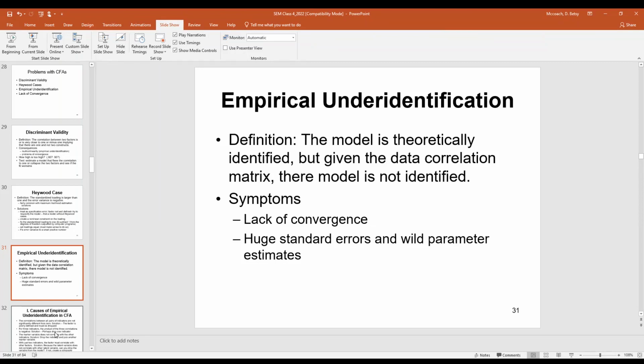How will you know that's going on? Well, often those models won't converge, so they just run forever. Or the other thing you'll see when you've got a problem with empirical under-identification is enormous standard errors and really wild parameter estimates. You run your model, look at your output, and you'll see a standard error of something huge, like 30 or 30,000. Or you'll see parameter estimates that just don't make sense. Sometimes they're unstandardized parameter estimates that don't make sense. Sometimes, well, often, standardized ones don't make any sense either.